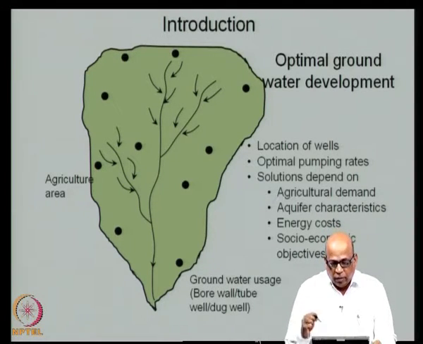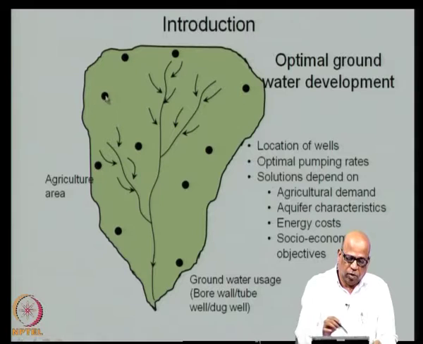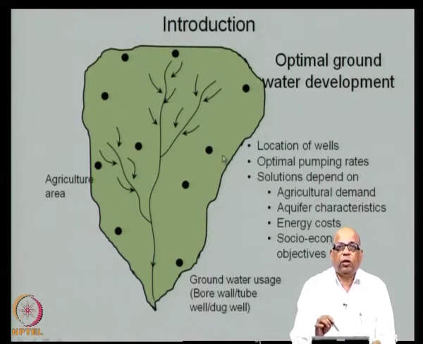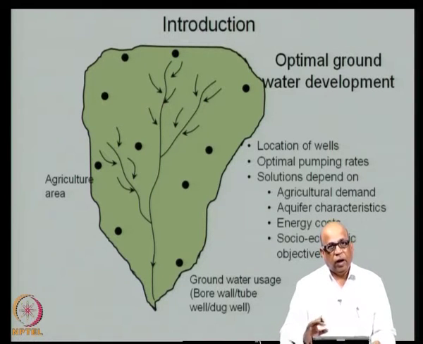It depends on the energy costs, because you need to pump the groundwater. It also depends on the agricultural demand, what kind of crops the farmer is growing, what kind of cropping pattern you would like to develop, and it also depends on a large number of socio-economic objectives. Now, all of these we should be able to put together and then make decisions on where to put these groundwater usage points.